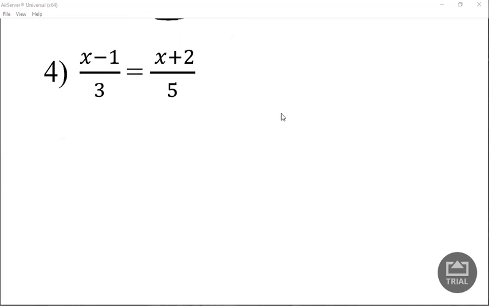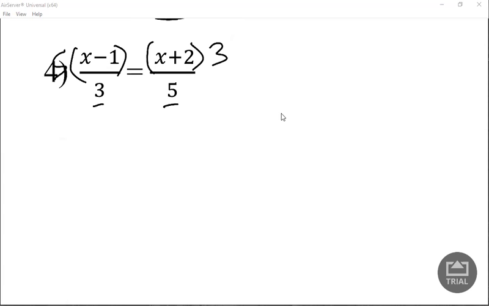It says x minus 1 divided by 3 is equal to x plus 2 over 5. So find the value of x. So what we're going to do is to get rid of the denominators, the 3 and the 5, by cross multiplying. So we're going to multiply this by 5 and multiply this by 3. And then we equate and solve.